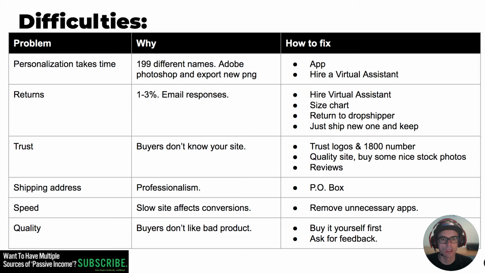Something else you can organize is for the returns to go back to the dropshipper instead of them being sent to your personal address or your PO box. I think I ended up sending them back to the dropshipper, and I also ended up just asking the people to keep those t-shirts. I would just send them a new one, and they'd keep the one that had the wrong size, because the time it takes you to handle this is probably more valuable than just printing another t-shirt at cost and sending it to them.